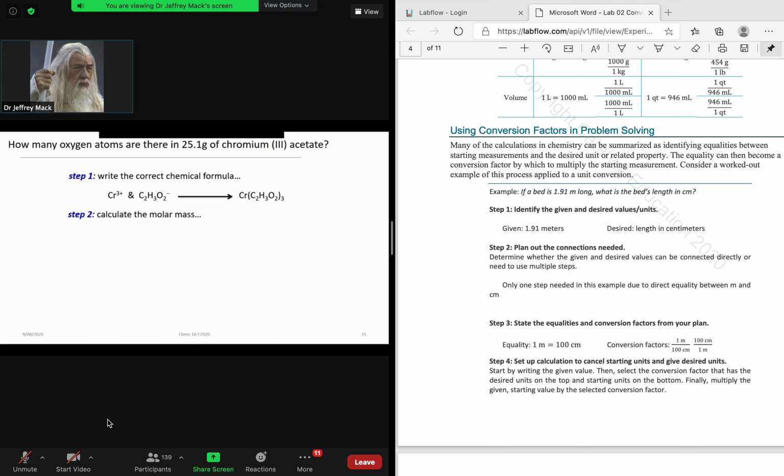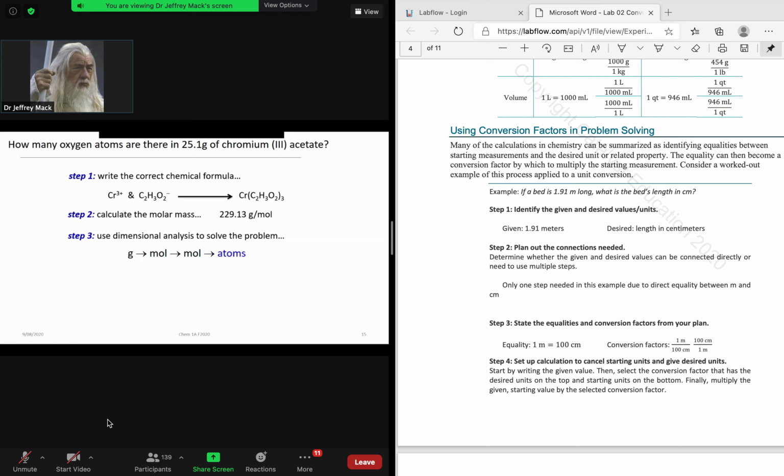All right, step 2, calculate the molar mass. I'm going to give them to you. You don't need to worry. So this tells me that for every 1 mole of chromium-3 acetate, there are 229.13 grams. Then we use our friend dimensional analysis to solve the problem. I'll take grams and convert them into moles, and then moles into moles, and then moles into atoms.